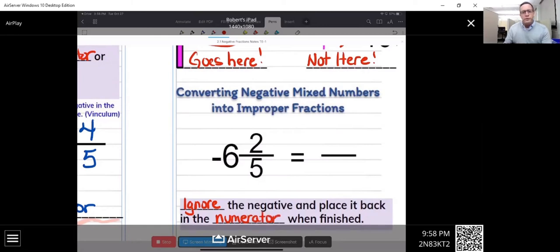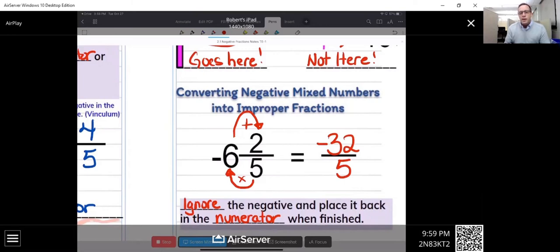So for -6 2/5, we're going to do this. 5 times 6, and I'm ignoring the negative. Don't even look at the negative for right now. 5 times 6 is 30. You multiply, and then you add the numerator, so you add 2. 30 plus 2 is 32. And then we put the negative in front of it. So negative 32 over 5.